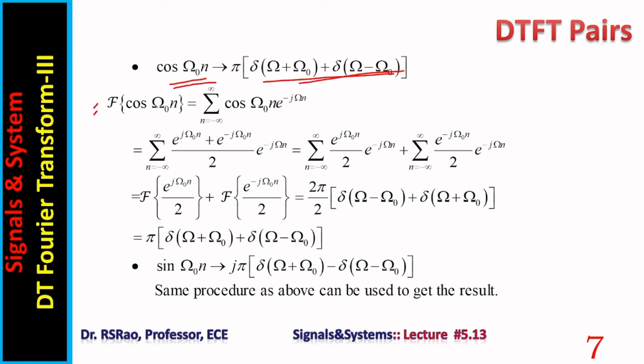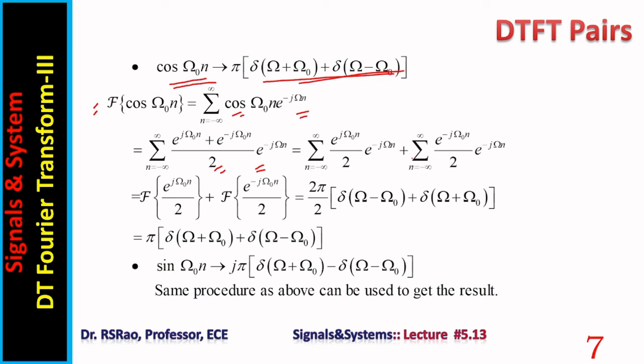Transform of cos of omega naught n is equal to sigma n equal to minus infinity to plus infinity cos of omega naught n e power minus j omega n. Now cos can be replaced by exponential functions, and it is done here, resulting in sigma n equal to minus infinity to plus infinity of (e power j omega naught n plus e power minus j omega naught n) by 2, times e power minus j omega n.